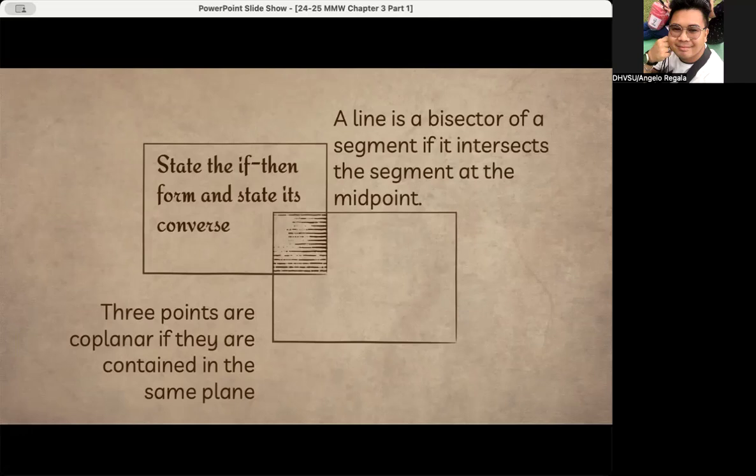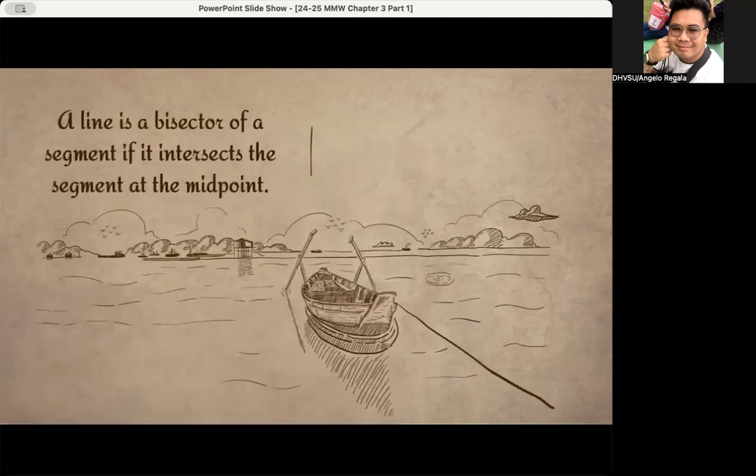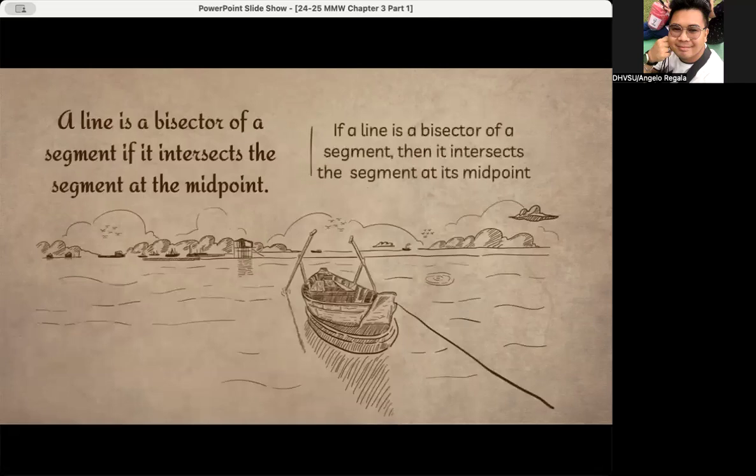the segment at a midpoint. Next one is three points are coplanar if they are contained in the same plane. So ito yung ating first statement. Then the if and then statement will be: if a line is a bisector of a segment, then it intersects the segment at the midpoint.